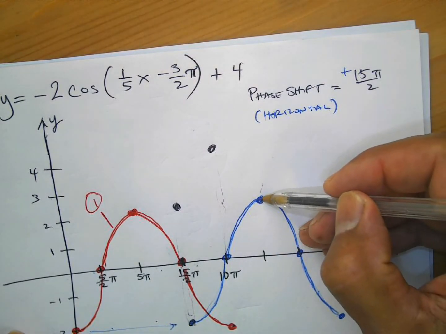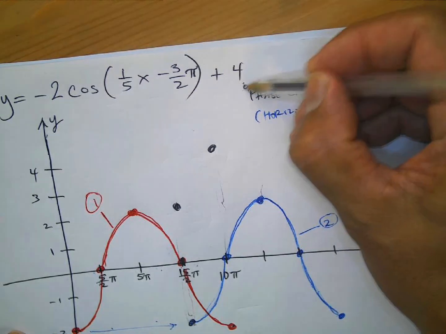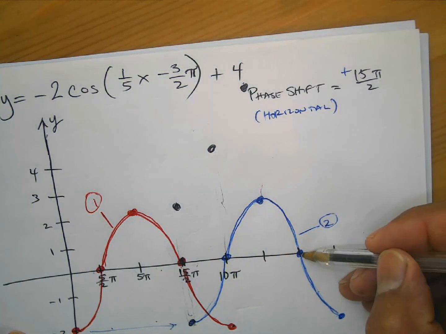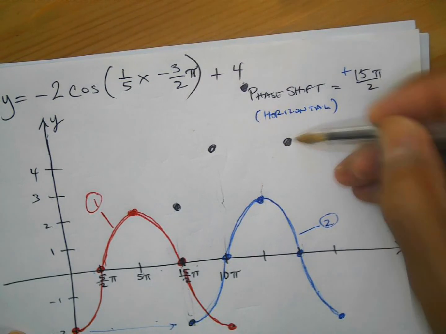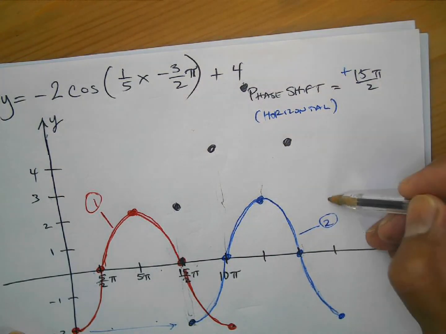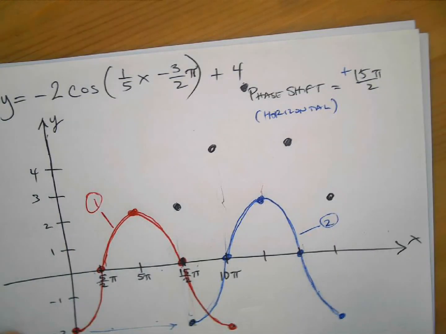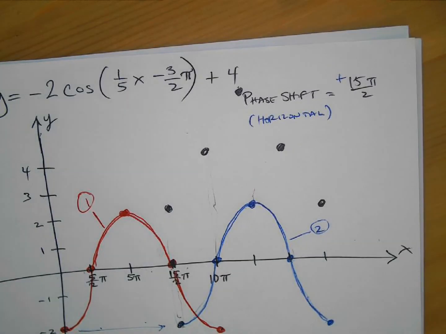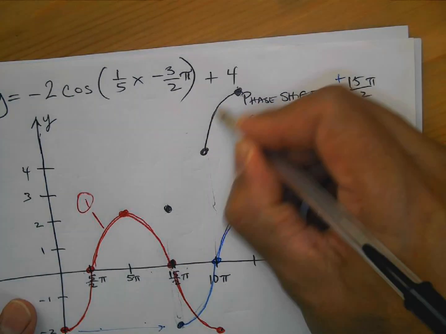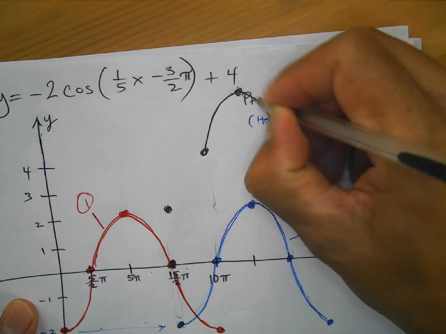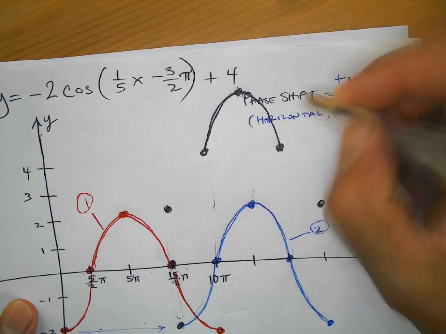Oh, this one's going to be way up there. 1, 2, 3, 4. Here's your final graph, right? Here's your final graph where you have applied the phase shift and the vertical shift.